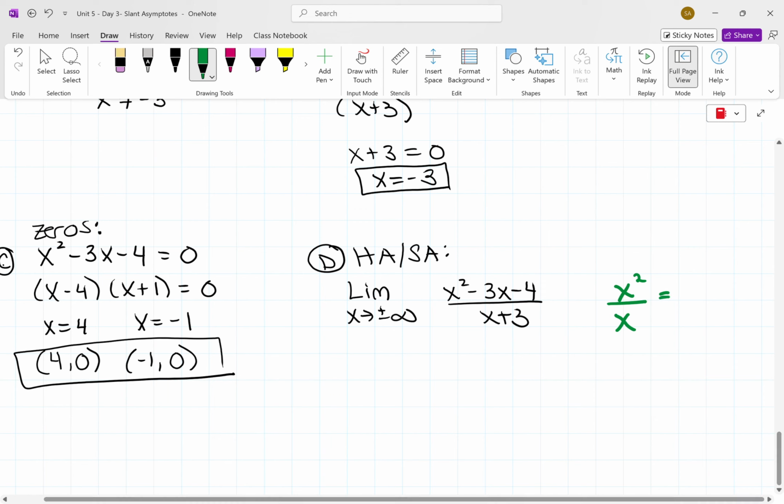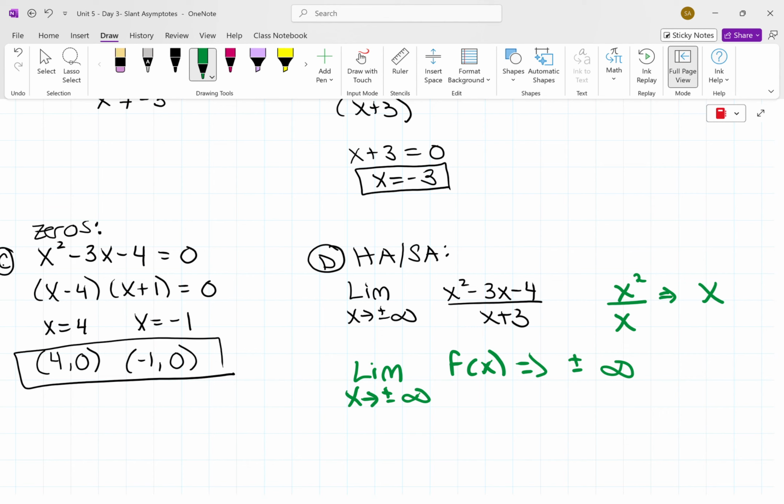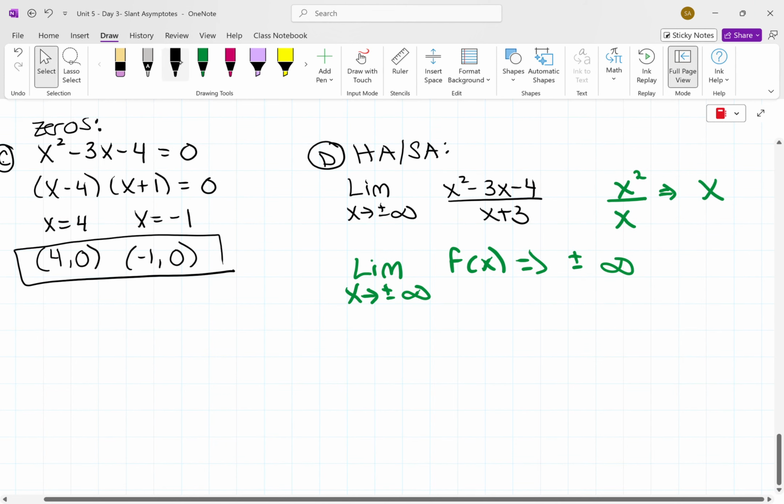x squared over x. I simplify that down to just x, and when I sub in infinity for x, what do we realize? The limit as x approaches plus or minus infinity of f of x is plus or minus infinity. So does that mean we have a horizontal asymptote, a slant asymptote, or neither? We have a slant asymptote. So now we go on for that.